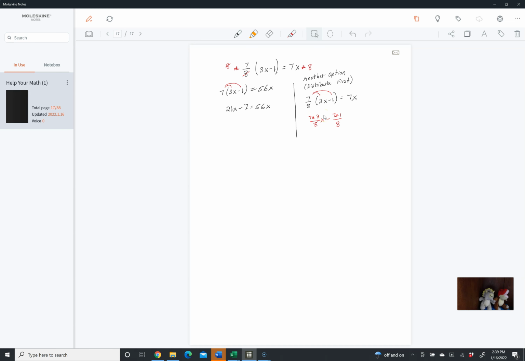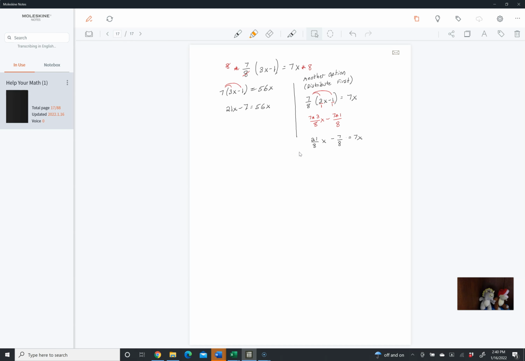Notice this is like a 3 over 1 and a 1 over 1. So when you multiply fractions, you're multiplying the numerators and then you're multiplying the denominators. So that's where we got 7 times 3. And then this is like an 8 times 1. Okay, and 8 times 1 is 8. So what we wind up with here is 21 over 8x minus 7 over 8 is equal to 7x.